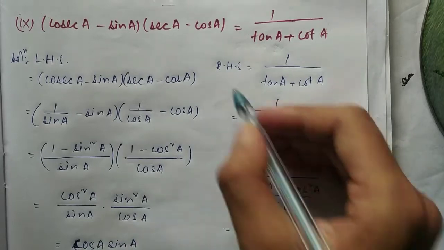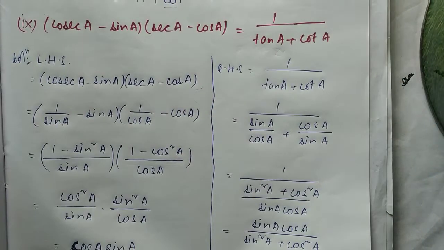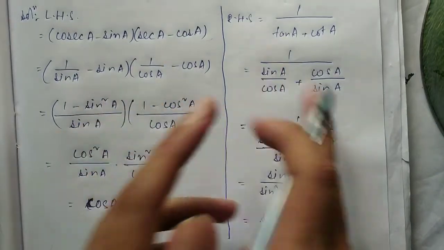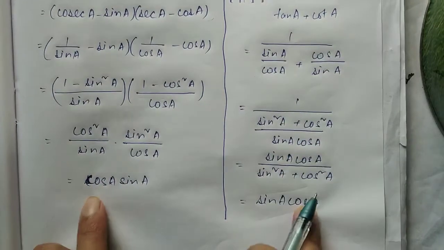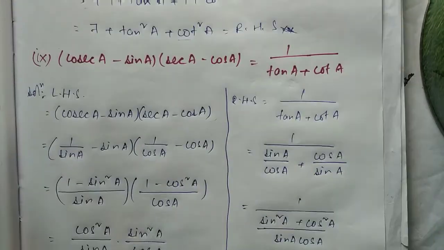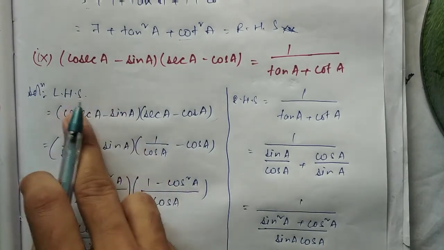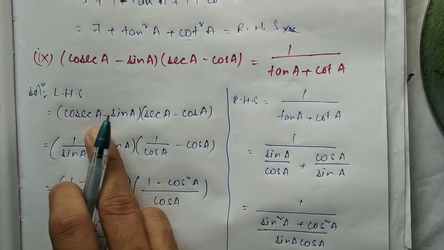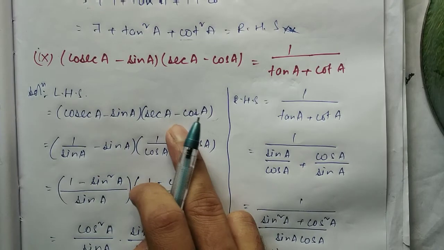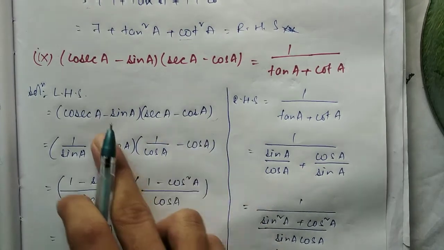The next problem is also very simple, but here what we do is we take the left hand side and right hand side separately, and we see that they are both equal. So let's solve it. Left hand side is given to be (cosec A minus sin A) into (sec A minus cos A).